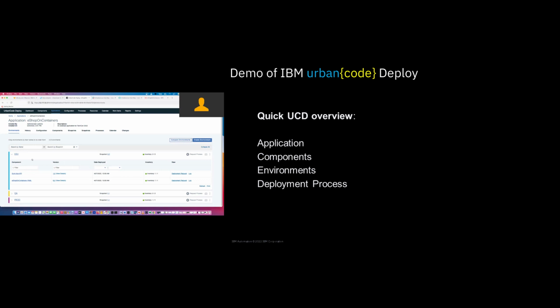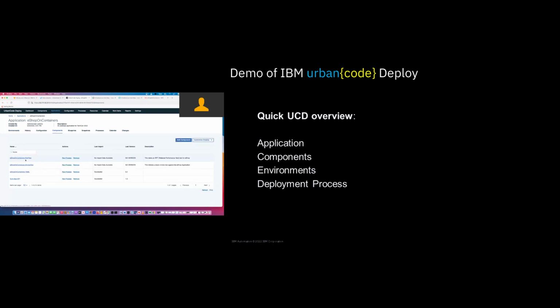One thing that's great about UrbanCode Deploy is it does track inventory of what versions are deployed where. And it also has a really nice feature that allows you to create snapshots of these versions. Once you know that these work well together, you can create a snapshot and then promote that snapshot to the next environment.